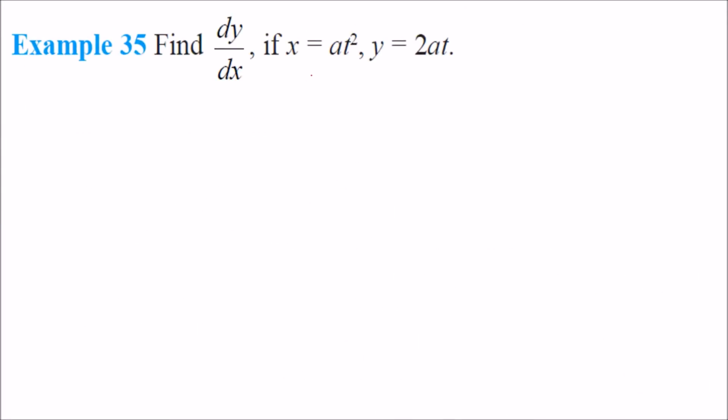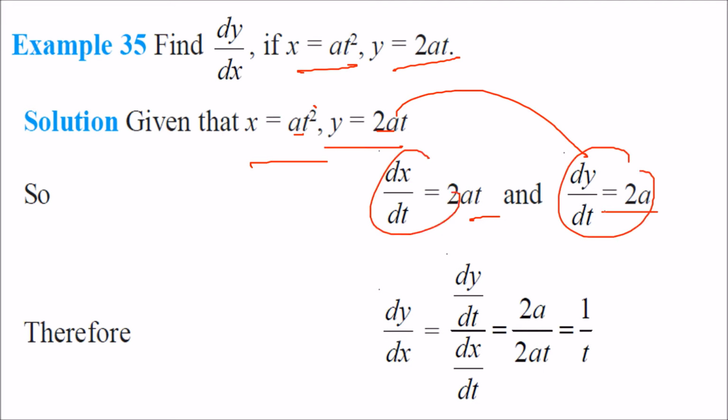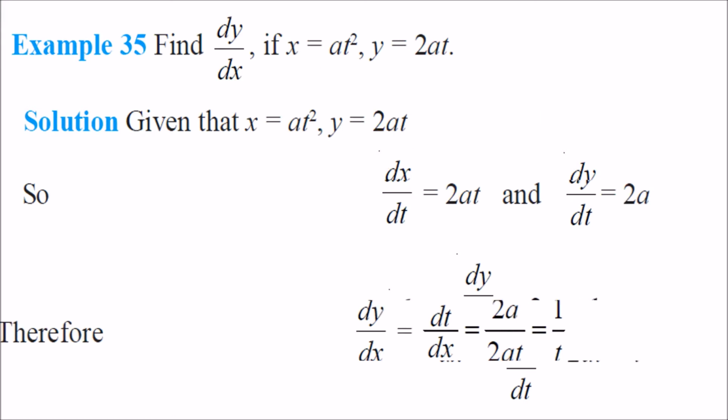Find dy by dx if x is equal to at square, y is equal to 2at. So we will find dx by dt and dy by dt, and we will divide dy by dt with dx by dt. So x is at square, y is 2at, 2 into a into t. So dx by dt will be 2at, means a is constant, differential of t square is 2t. Here also, this is constant, so differential will be 2a. Differentiation of t with respect to t is 1 only. So when we divide this by this, we get 2a by 2at, and this is nothing but 1 by t.